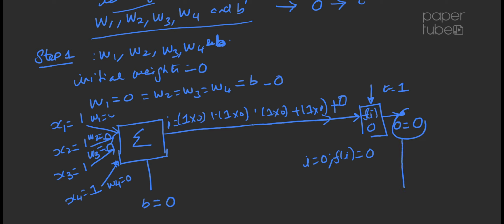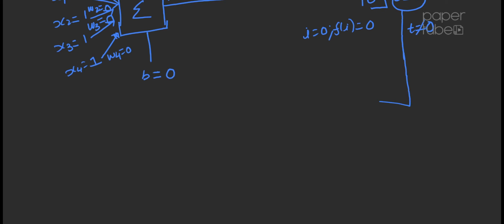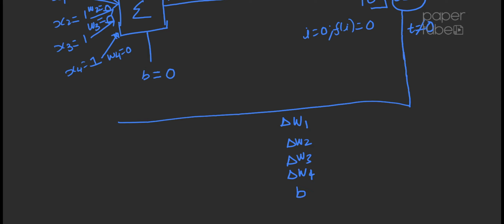Which means target is not equal to net output, so we have to adjust the weight and bias. That's the rule. To calculate the new weight, you have to calculate the change in weight. So let's calculate delta W1, delta W2, delta W3, delta W4, and then the new B, the bias value.